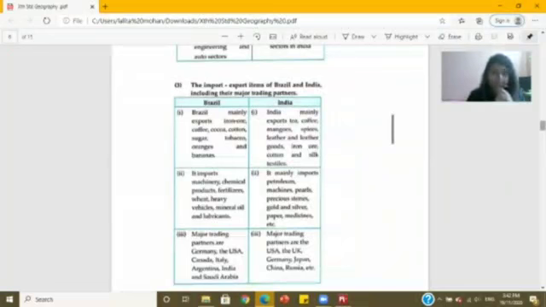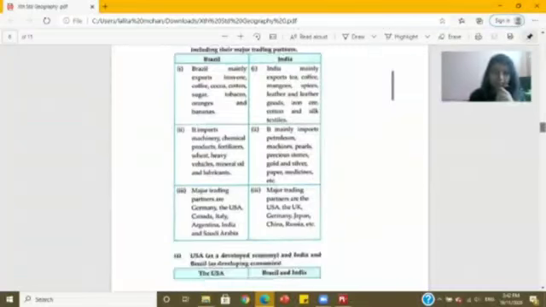India, first point, India mainly exports tea, coffee, mangoes, spices, leather, as well as leather goods, iron ore, cotton, and silk textile. Second point, it imports machinery, chemical products, fertilizers, wheat, heavy vehicles, mineral oils, and lubricants. Second point for India, it mainly imports petroleum, machines, pearls, precious stones, gold and silver, paper, medicines, etc.